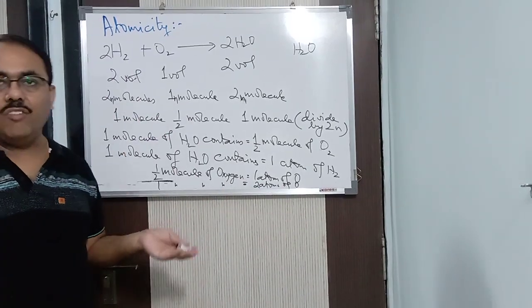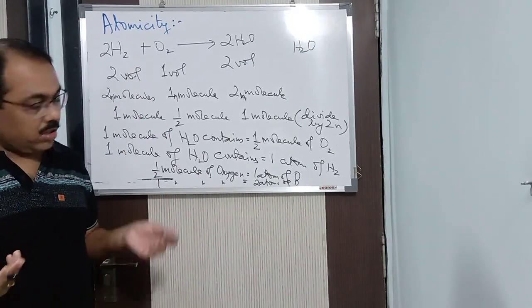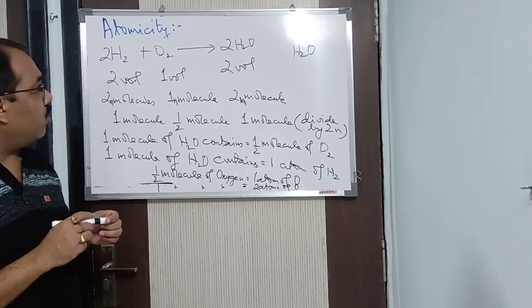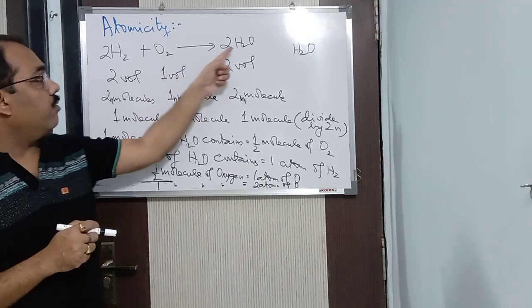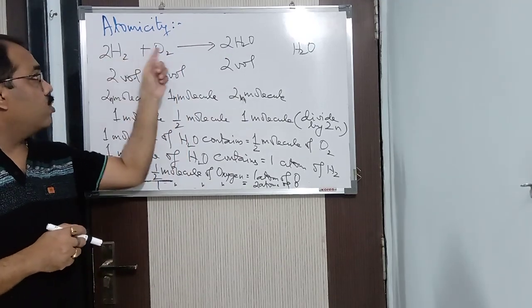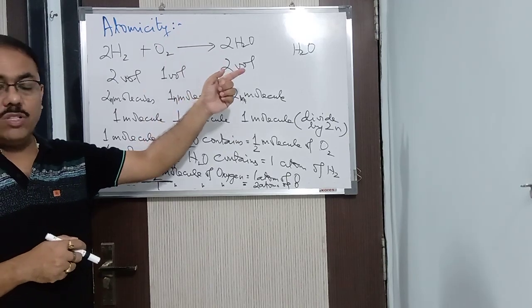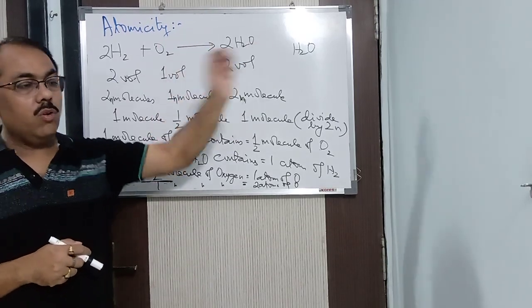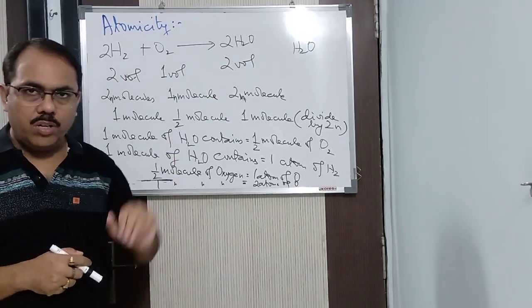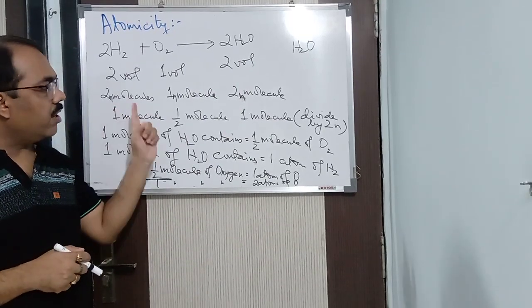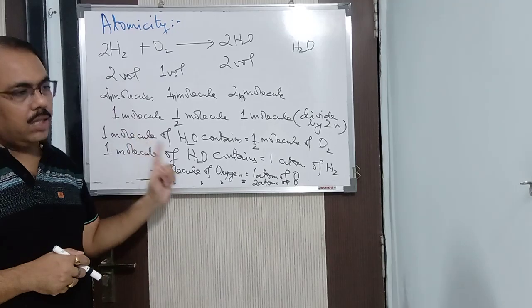In this way you can calculate for nitrogen, and for hydrogen, which we have done. We can calculate for chlorine too. Suppose you want to calculate for chlorine, what do you need to do? H2 plus Cl2 gives 2HCl. That equation you can take. If you want to calculate for nitrogen, you can take nitrogen plus oxygen gives NO, or nitrogen plus hydrogen gives ammonia. But mind it, the equation has to be balanced. In this way you can find the atomicity of a particular gas.